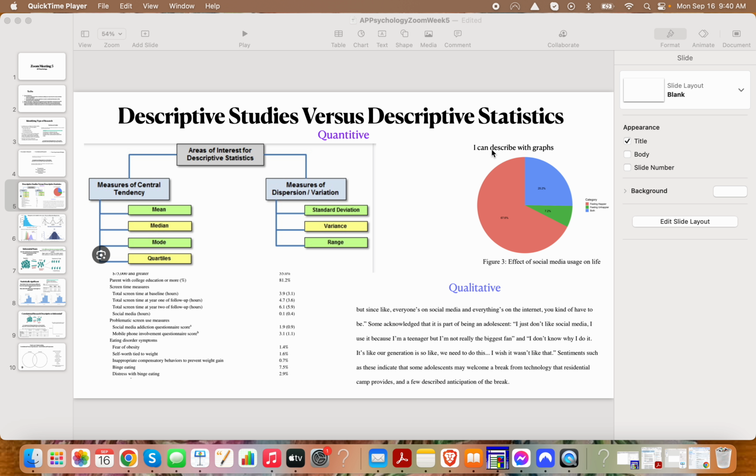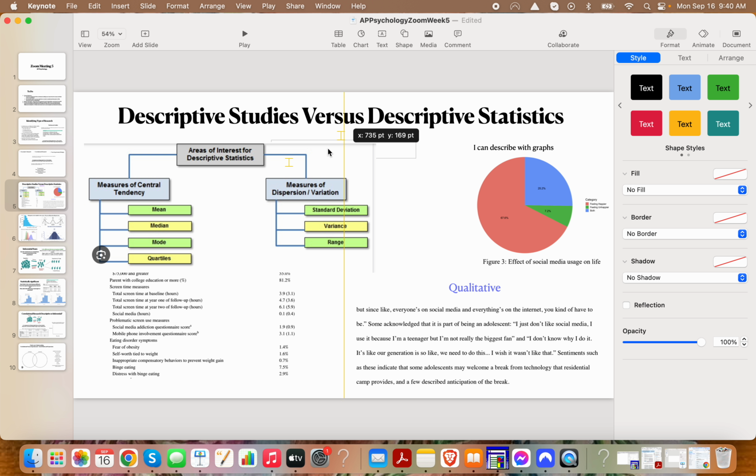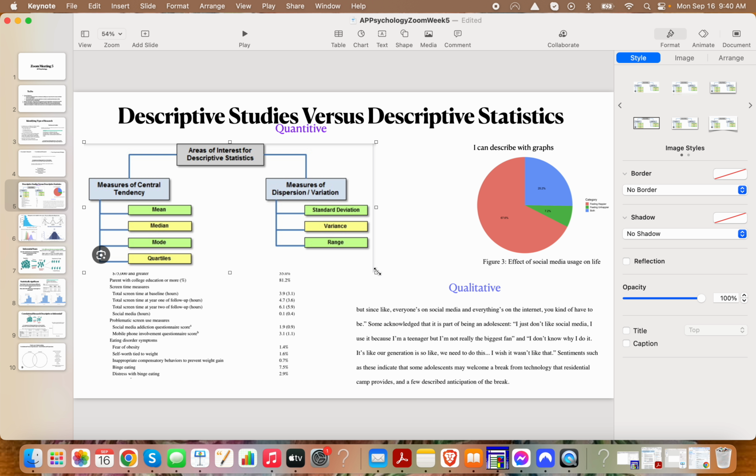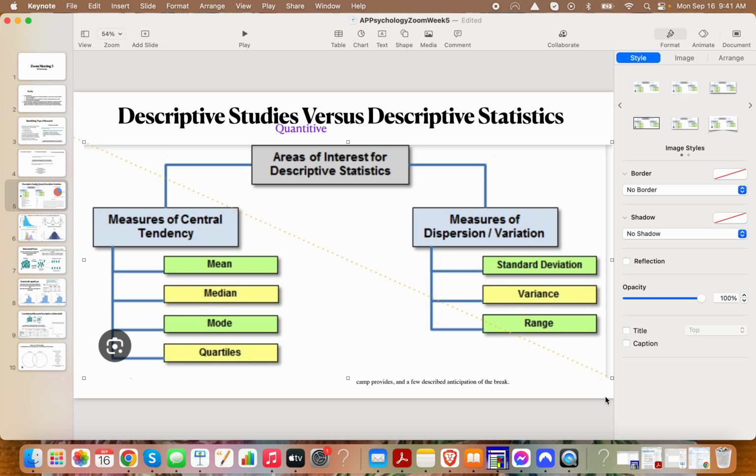Descriptive statistics can be quantitative, meaning numbers. And what are the big ways we can do this? We can do this with how things are the same: the mean, median, mode. Quartiles we use sometimes, which is just dividing everything up into fourths, showing the smallest fourth, the middle fourths, and the biggest fourth.